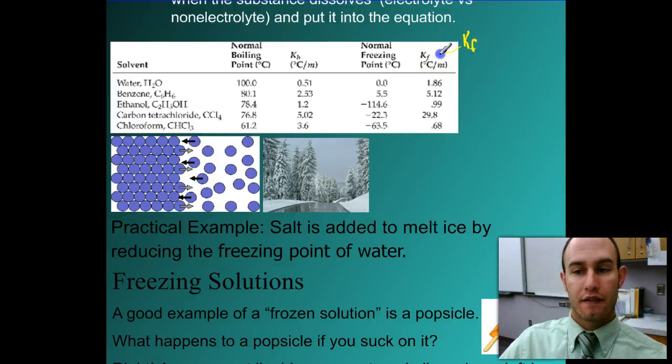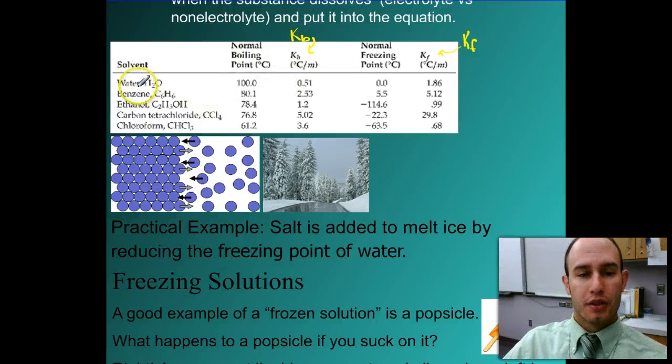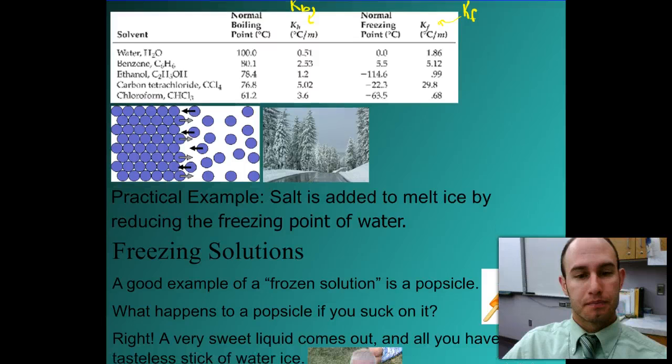So there's your KF value, and here's your KB value. Those are constants. They're always given to you, maybe indirectly because you have to look it up on the table, but you're always going to be given a K value.